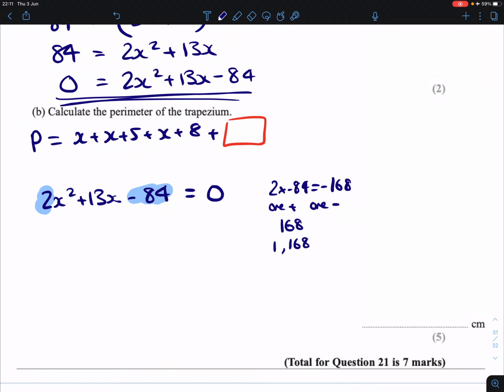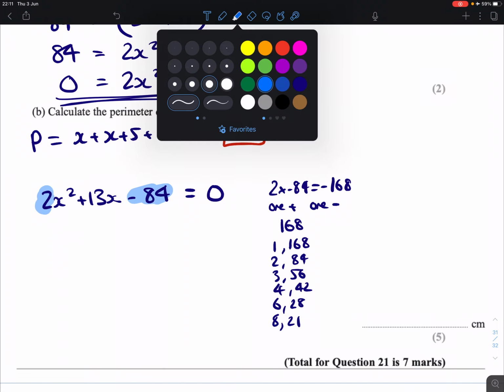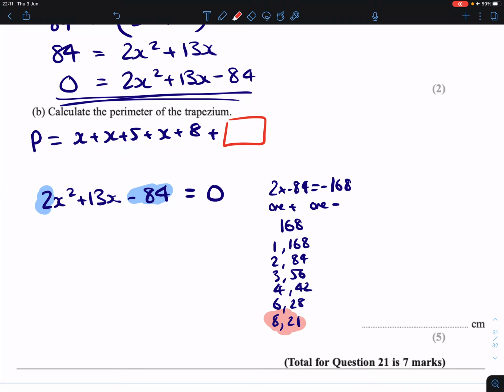We have 1 and 168, 2 and 84, 3 and 56, 4 and 42, 6 and 28, 8 and 21, and I stop there because of 8 and 21, one of them positive, one of them negative. That's how we're going to get that middle term there, 13x. Okay, 13x will be a plus 21x minus 8x. So we split that middle term up into 2 pieces.